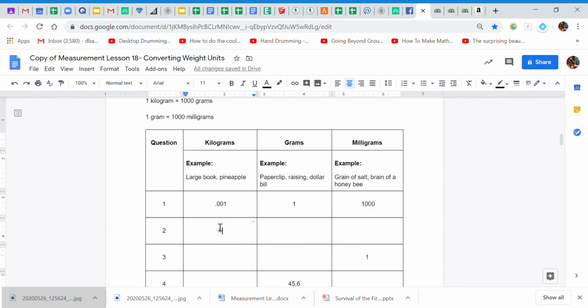Using the cheat sheet, you can do the same thing, times by 1,000 to get grams here, which gets to 1,000, and then times 1,000 again to go down here. That'll be 3 more zeros. 1, 2, 3, 1, 2, 3. Putting some commas in here makes it easier to see. There's 1 million milligrams in 1 kilogram.